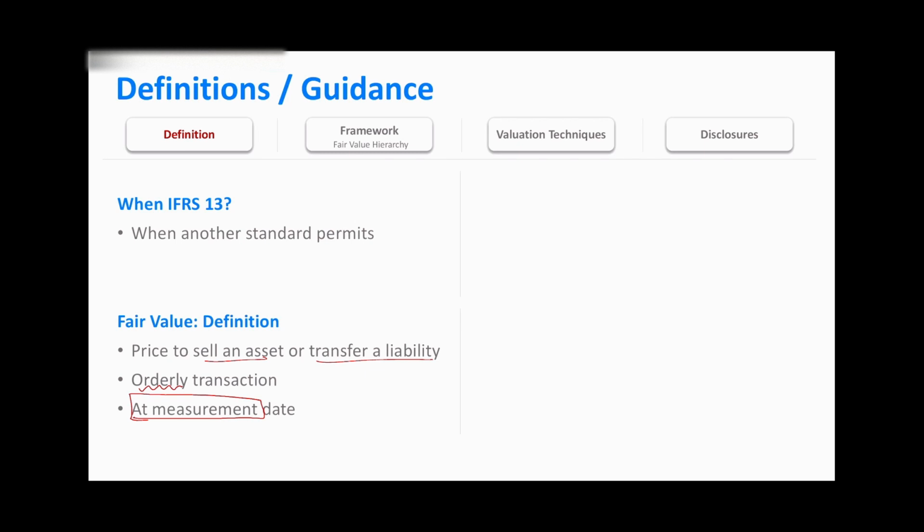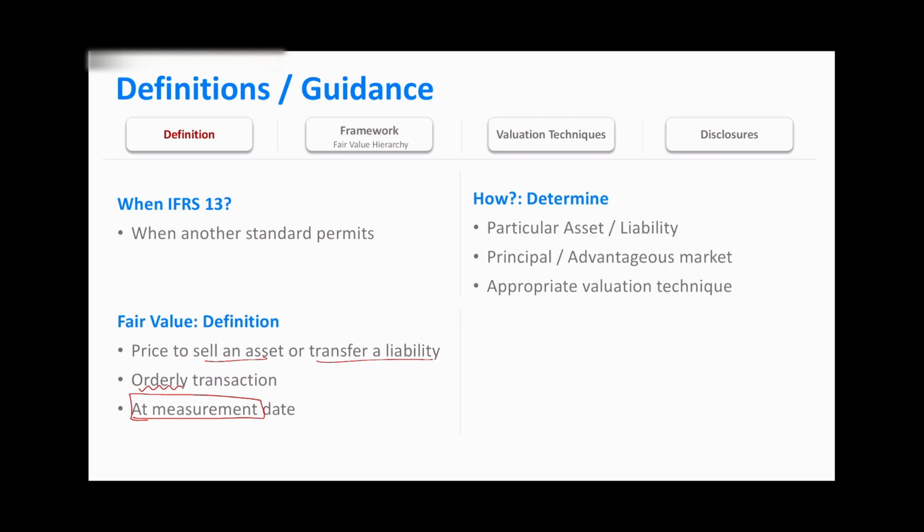Moving on, the standard provides guidance. An entity has to determine a particular asset or a particular liability that has to go through this fair value measurement exercise. And then it has to determine the principal market, i.e., the most advantageous market if an entity has to sell an asset or settle a liability. And then finally, it should use appropriate valuation techniques.